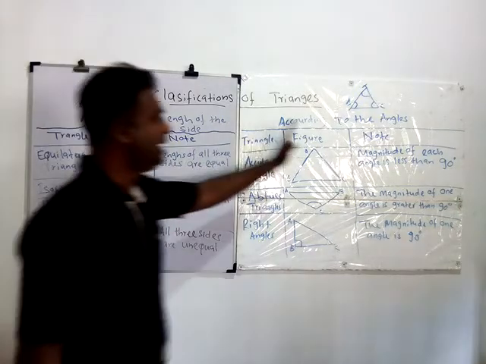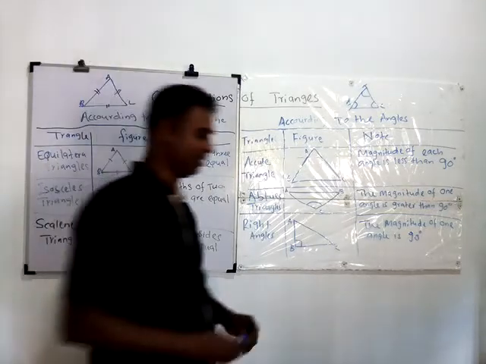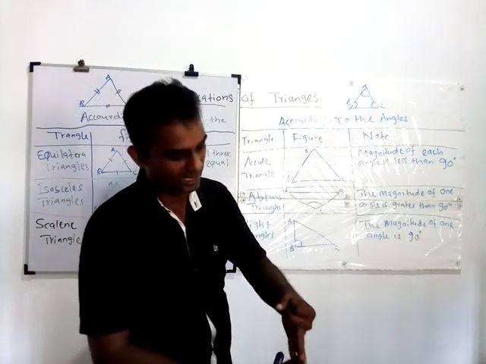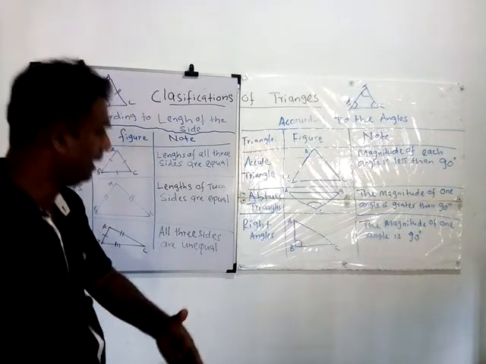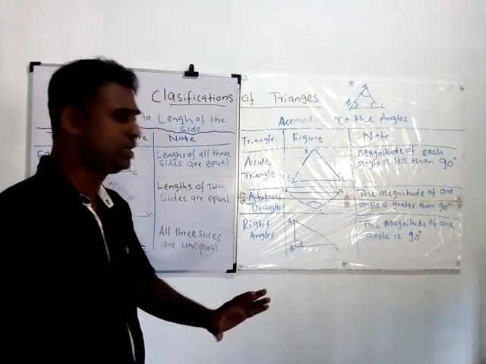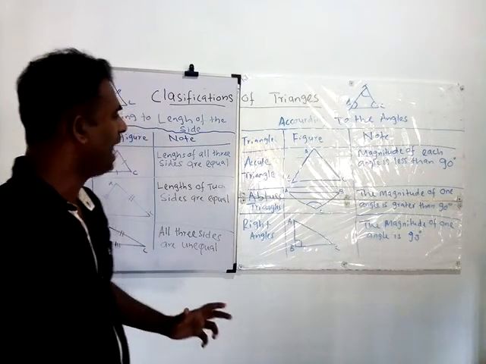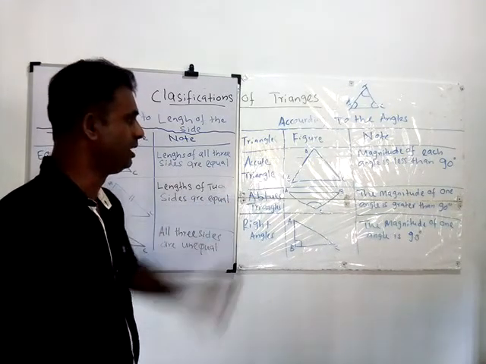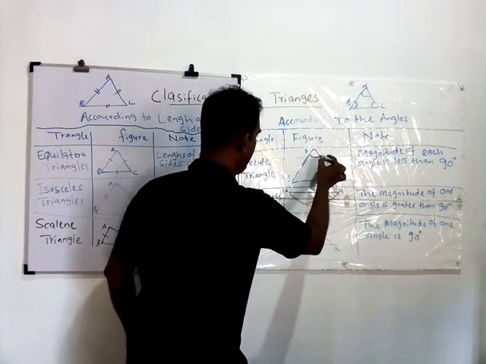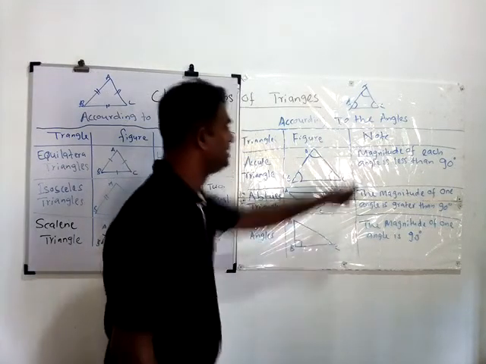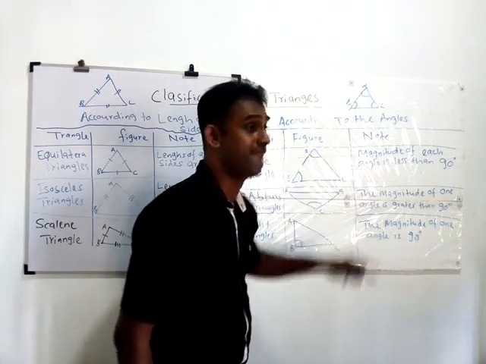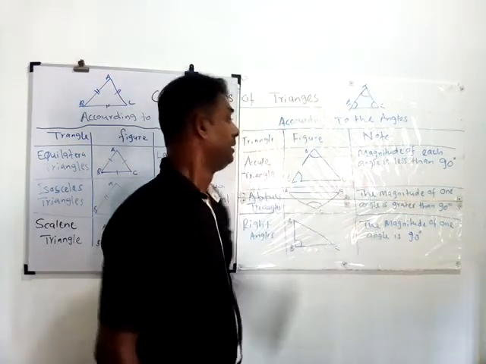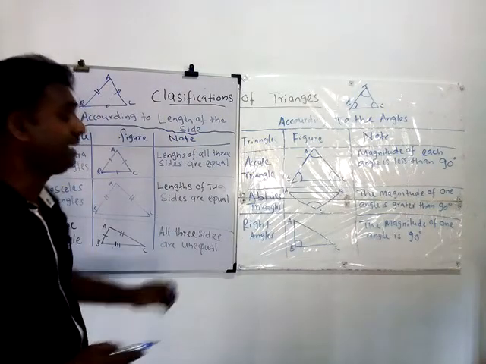Next, according to the angles. Do you remember angles? We already studied them. 5 types of angle are there: right angle, straight angle, reflex angle, acute angle, obtuse angle. According to this concept, we identify 3 types of triangles. The first one is the acute-angled triangle. See here, angle A, angle B, angle C are there. The magnitude of each angle is less than how much? 90 degrees. If the angles are less than 90 degrees, we call that acute.